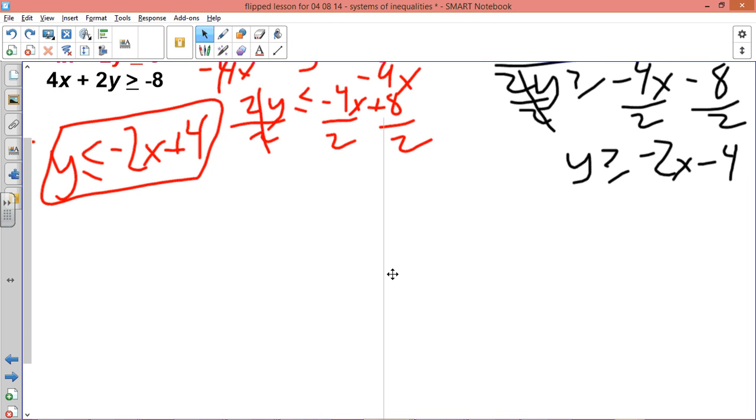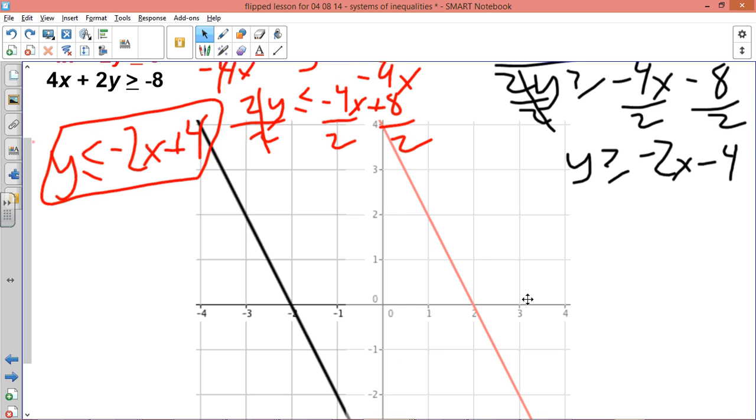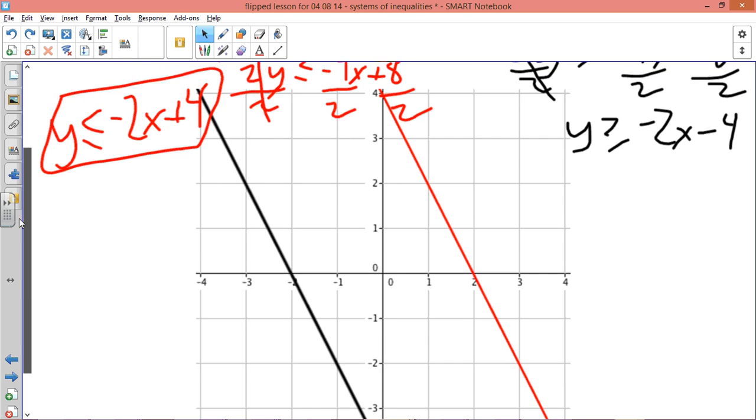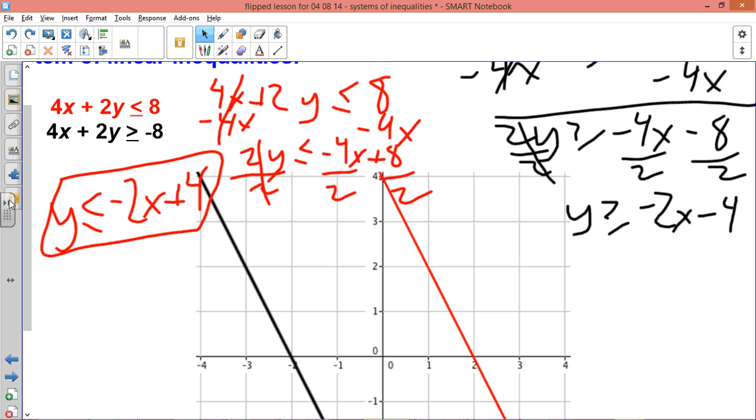Let's see what happens. This is what it should look like. Okay, and we do indeed have parallel slopes, exactly like this. For step 2, what we're going to need to do is figure out which part to shade. And the way we do that is we look at what this sign is. This sign right here, y is less than or equal to in red. So I know I will be shading below the red line. For the black one, y is greater than or equal to, I know I'll be shading above the black line.